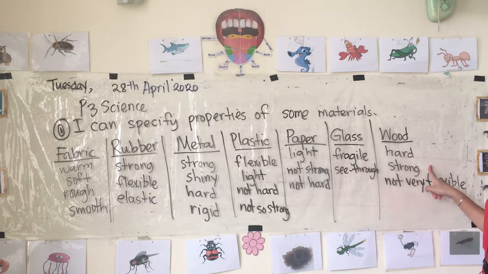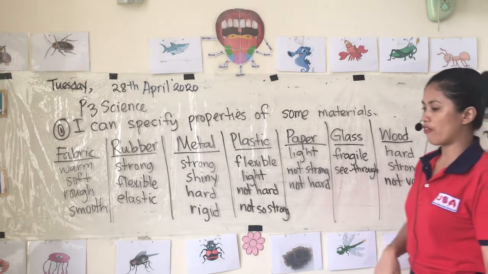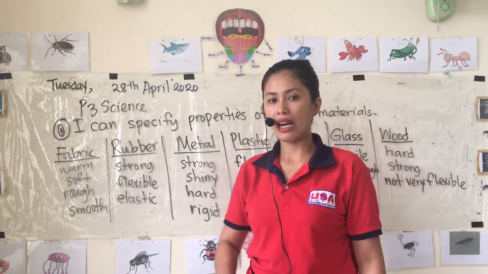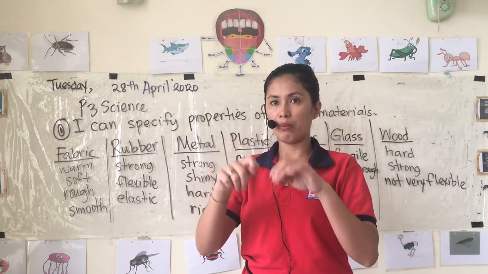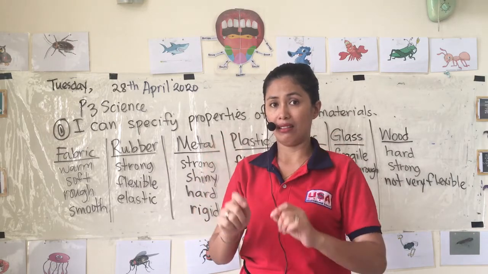And then wood is hard, but metal I think is the hardest of all these materials. And wood is also strong, but wood is not very flexible. Only a few woods like plywood are a little bit flexible, like you can bend it a little.